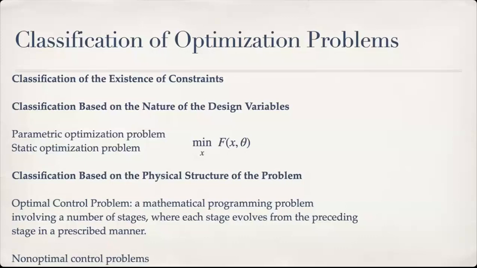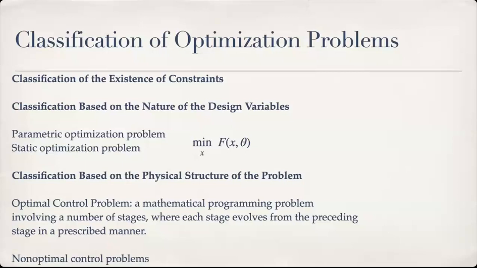we can classify the optimization problem based on the existence of constraints. You remember the structure of the optimization problem. What do we have? Minimize or maximize an objective function, and we have decision variables, right? And we have s.t., subject to, a list of constraints. We classify the optimization problem based on the existence of constraints.